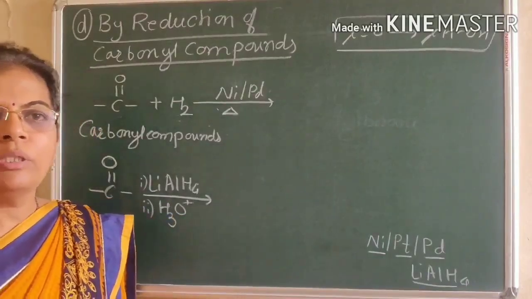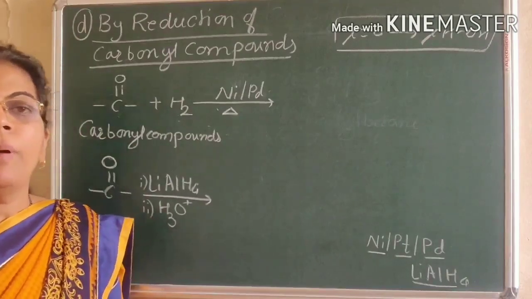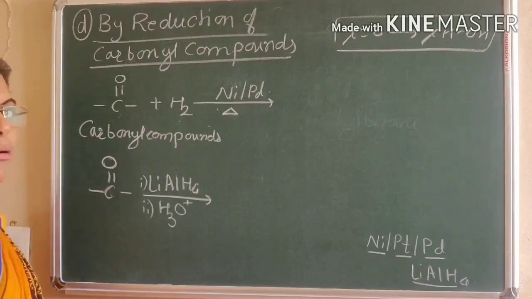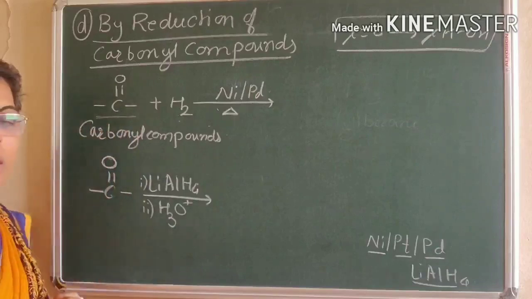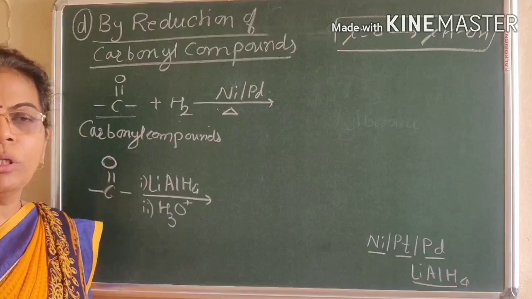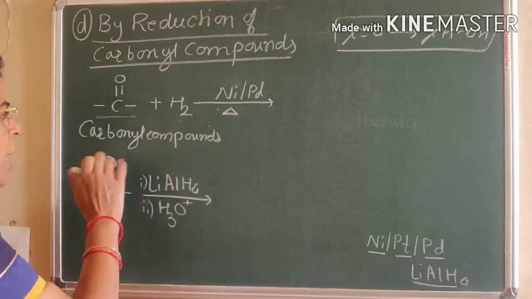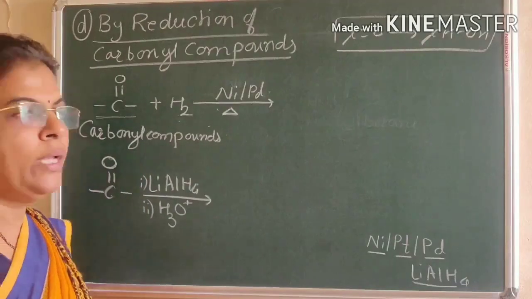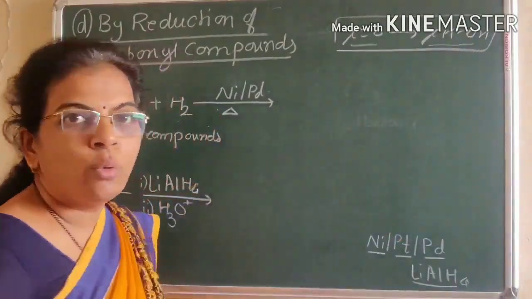Now we are going to see the fourth method for the preparation of alcohols, by reduction of carbonyl compounds. Carbonyl compounds are compounds which possess the C double bond O group in the molecule. These compounds are aldehydes, ketones, carboxylic acids or esters. Now when these carbonyl compounds undergo reduction, they give the corresponding alcohol. In this reaction, the C double bond O group is converted into the CHOH group.